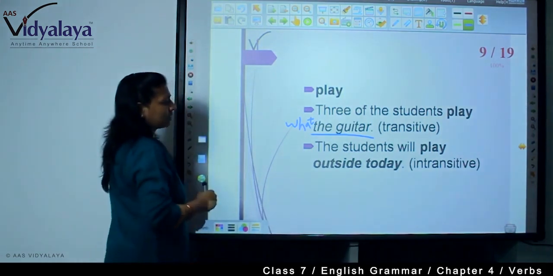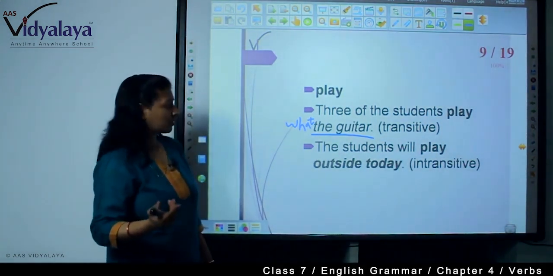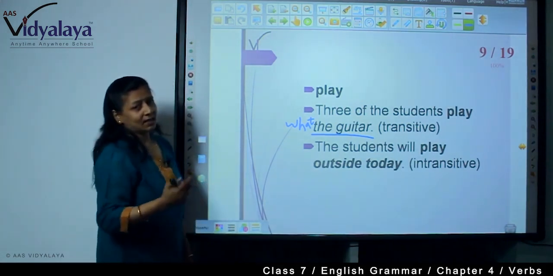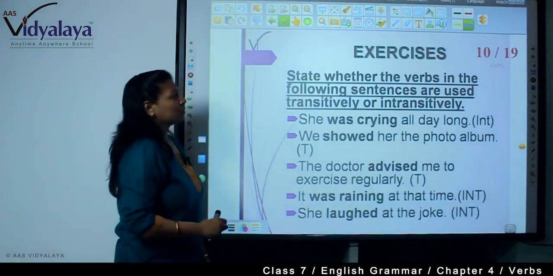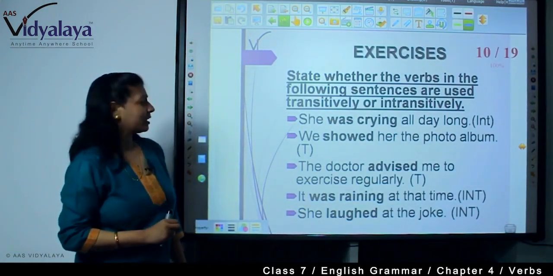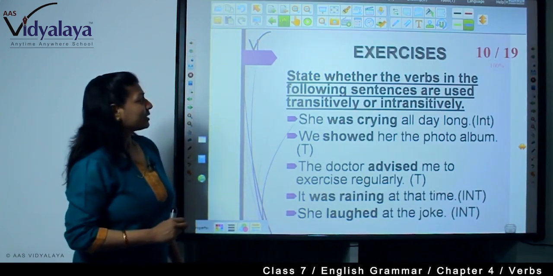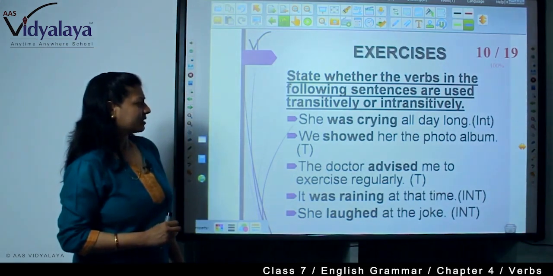So, this is transitive. The students will play outside today. Where? Outside today. So, this is intransitive. Now, you will have some exercises. As you have understood transitive and intransitive, state whether the verbs in the following sentences are used transitively or intransitively.